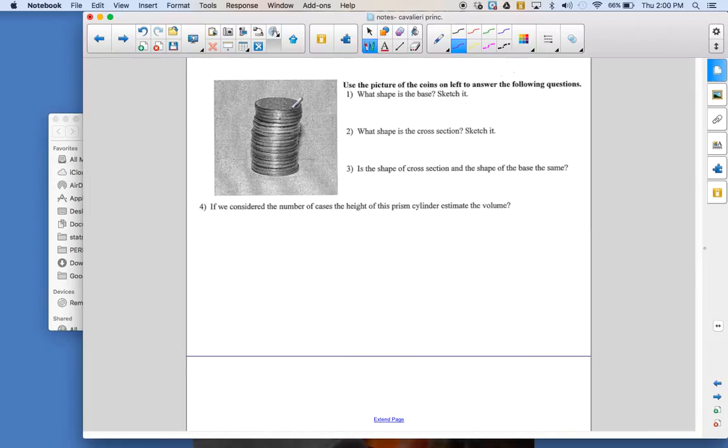Okay, let's look at this picture. Here we have a stack of nickels, and I'm thinking, what is the shape of the base? Well, it's a circle. And what is the shape of the cross section? Say I cut right through here. It's also a circle because my cross section needs to be parallel to the base. Is the shape of the cross section and the shape of the base the same? Yes, same as the CDs.